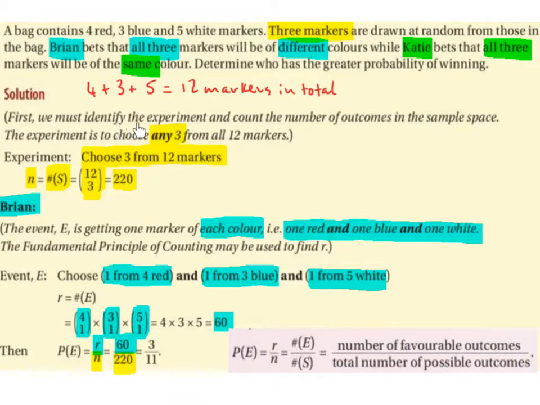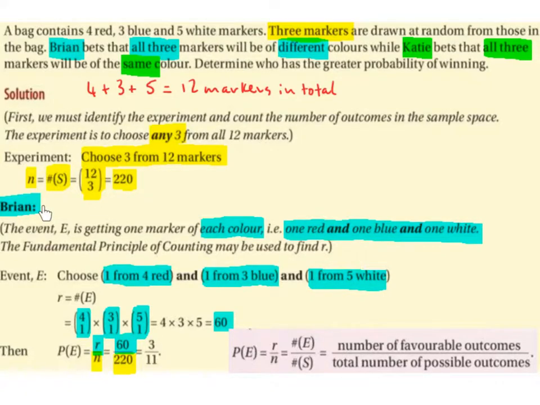First, we must identify the experiment and count the number of outcomes in the sample space. The experiment is to choose any 3 from all 12 markers. So the experiment is choose 3 from 12 markers, or you could say 12 choose 3. So n, the number of elements in the sample space, is 12 choose 3, which is the same thing as 12 times 11 times 10 divided by 3 by 2 by 1, which is 220.